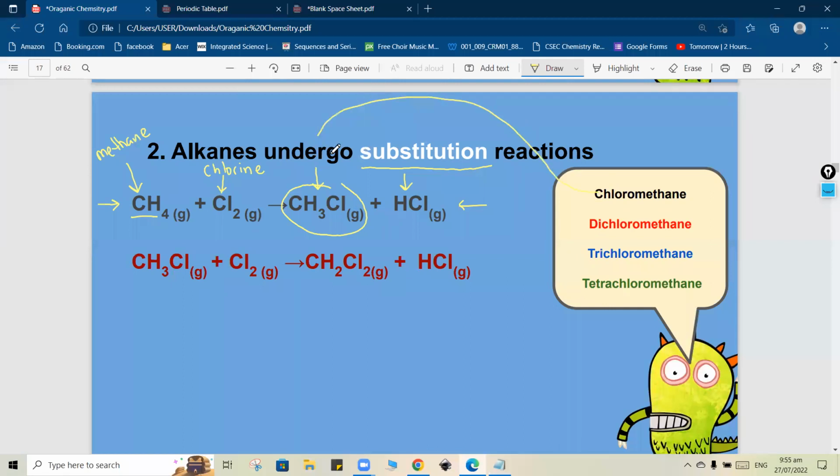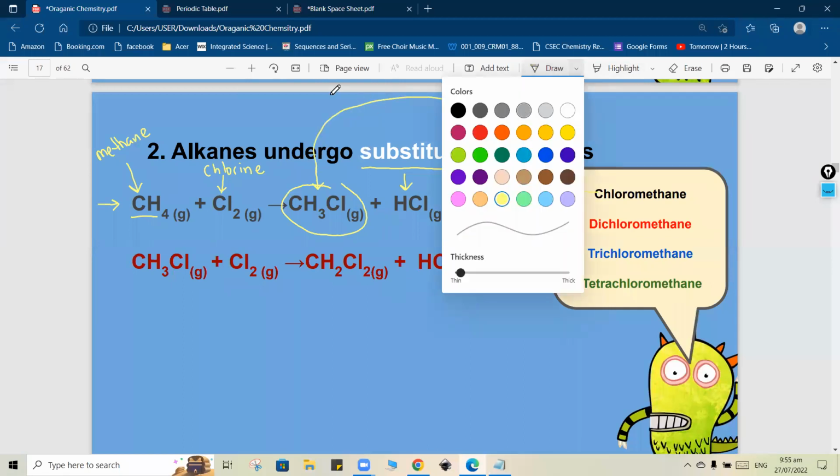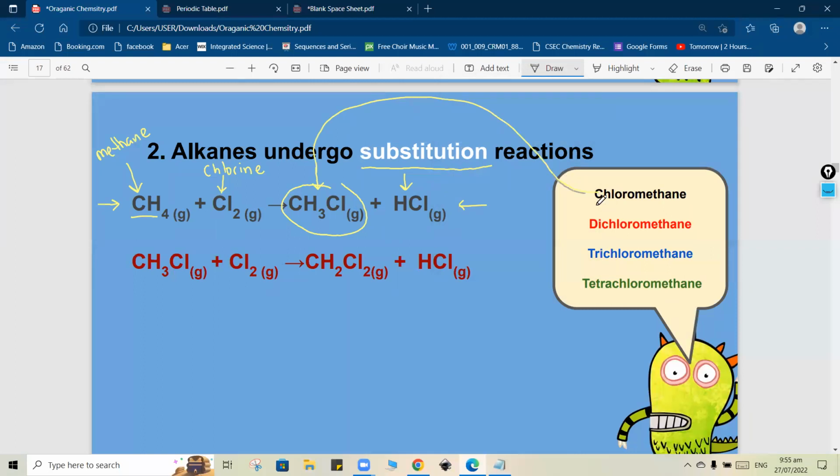His name, well, I shall use a different color there. His name is chloromethane. Chloro suggests he has 1 chlorine in him. So I want you to write his name above because for the exam, you're going to have to memorize his name. Chloromethane. It's methane with chlorine in him. Exactly 1 chlorine.